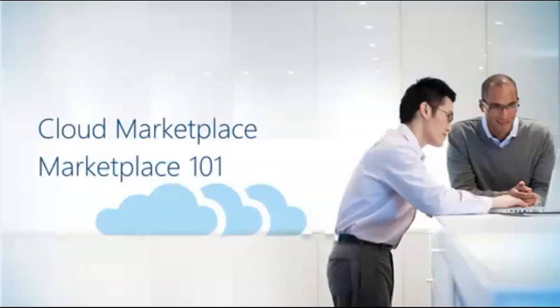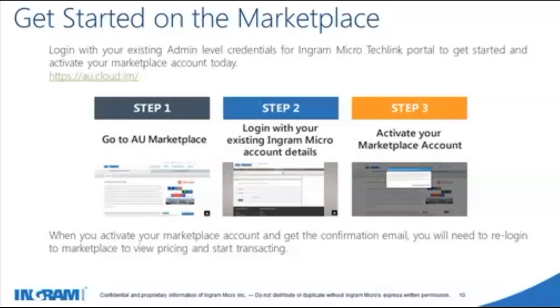And look, just as a quick 101 overview of our cloud marketplace, for anyone who's not yet active or transacting on our cloud marketplace, getting yourself online and activated is really easy. It's a three-step process. Head to our website at au.cloud.im and simply log in with your existing Ingram Micro Tech Link or Ingram Micro portal page, using the exact same credentials to access your Ingram Micro account. A lot of the information comes across from your existing account, and we offer single sign-on, giving you one login to Ingram Micro with both your traditional and your cloud solution stack.